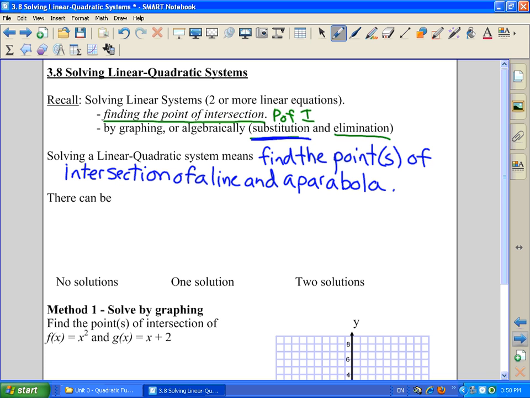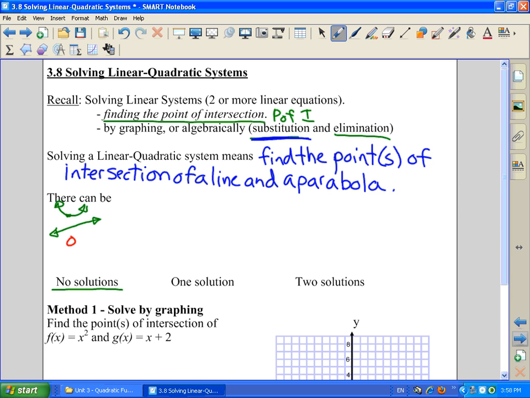Okay, so what does this mean? We could have a possible of no solution. So let's just think about what our graph could look like. Our graph could have our parabola being really high up here, and then maybe our linear relation down below. Notice they won't cross, so that means there'll be no solutions.